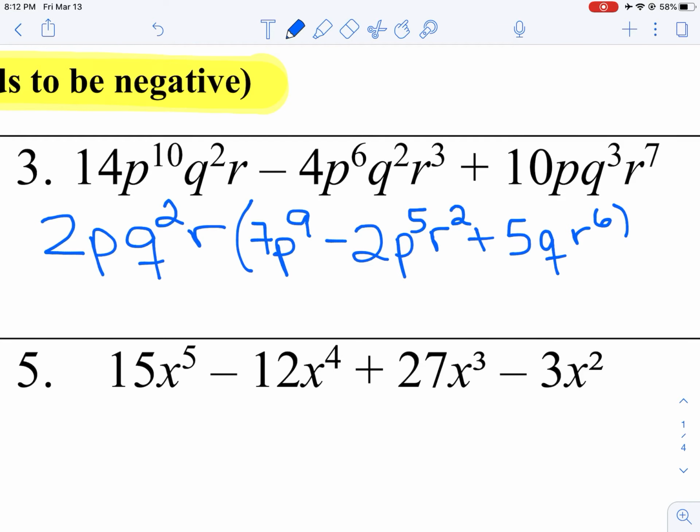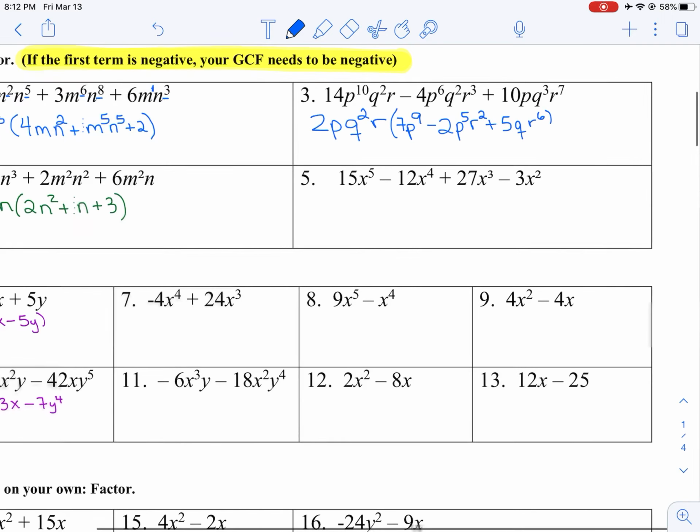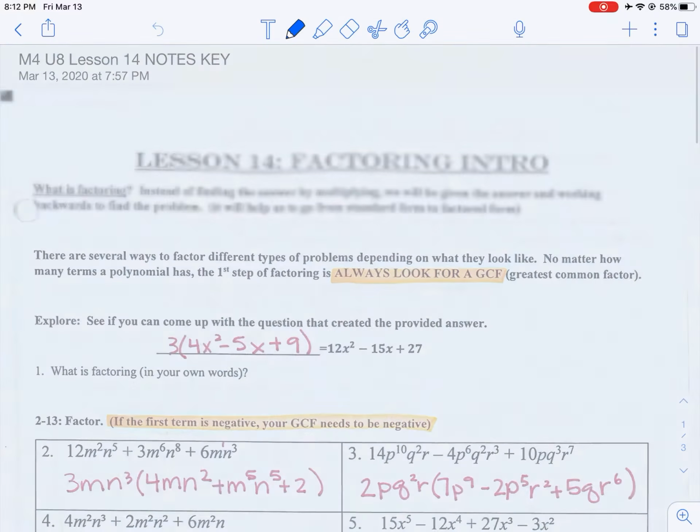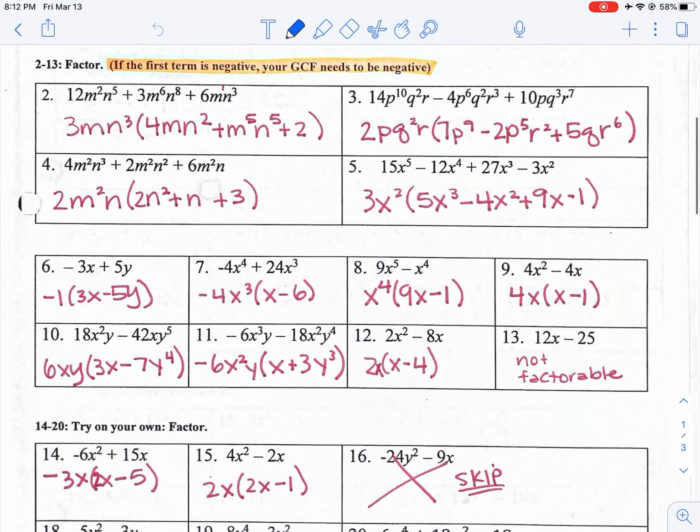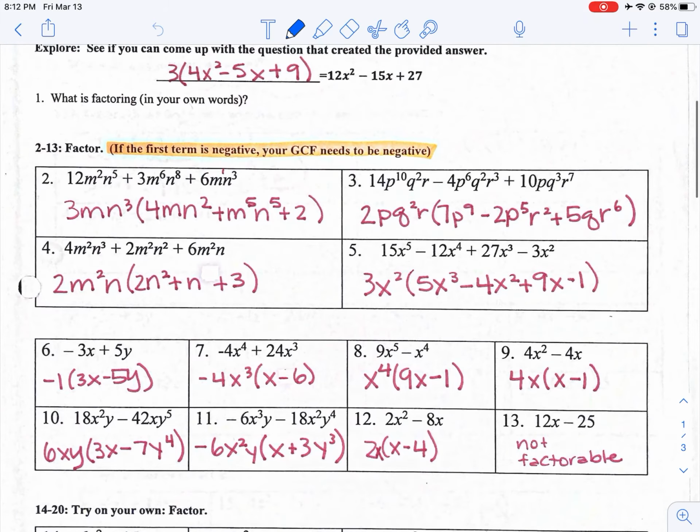Okay, right now I want you to go ahead and do number 5, and then 7 through 9 and 11 through 13. I want you to do that on your own. Okay, so let's go ahead and look at those answers. If we look at those answers real quick, this is what you should have gotten. And hopefully that's what you got.